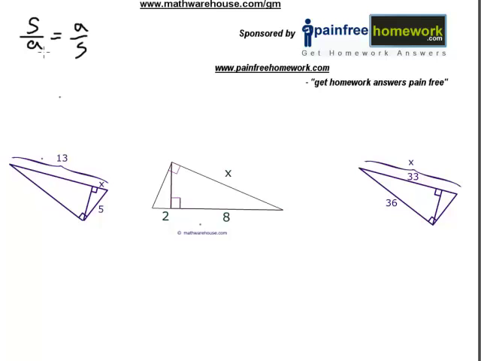Hopefully you see that the altitude has nothing to do with this problem. It's not something that we're given, and it's not something that we're trying to find. Basically, we don't care about the altitude in this kind of problem. What do we care about? Well, we care about the hypotenuse of the outer triangle. Notice this is the hypotenuse. 8 plus 2 is 10. The hypotenuse is x here. The hypotenuse is 13 here.